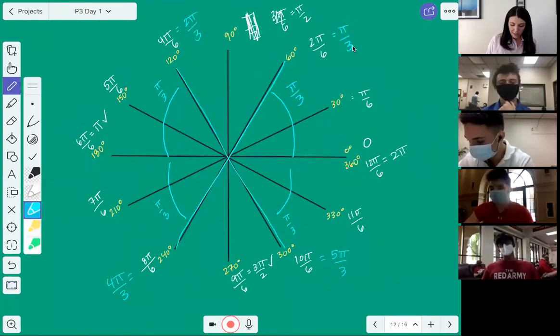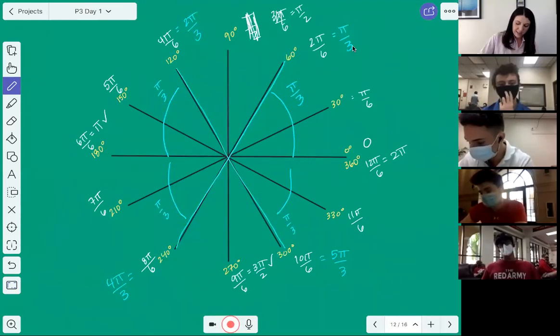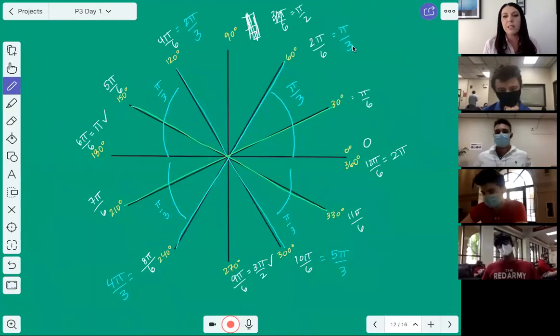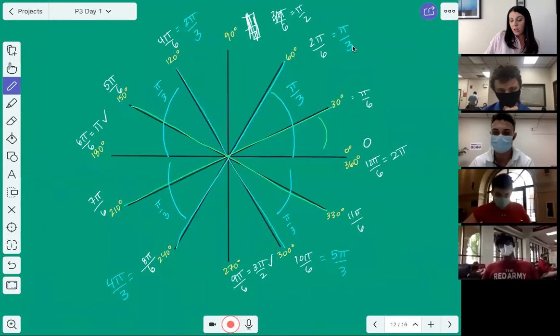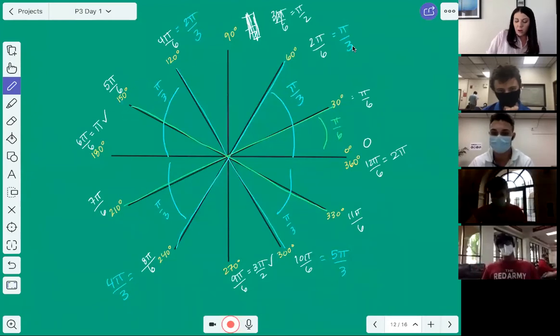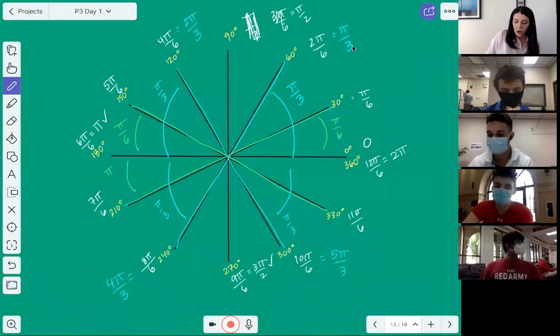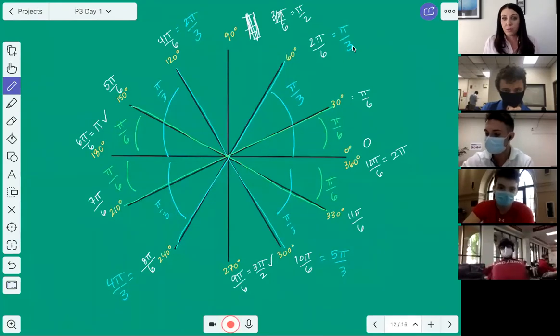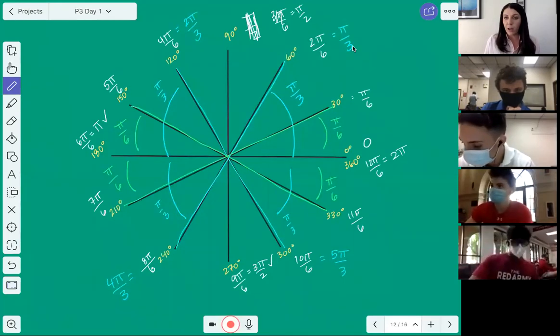All the ones that could be simplified to something over 3 are a pi over 3, or 60 degrees, away from the nearest x-axis. We also had these other guys that had something over 6. So we ended up for the flatter ones as something over 6. Can someone tell me the reference angle of all of the things that are over 6? 30 degrees. 30 degrees, or in radians, what would that be equal to? Pi over 6. Pi over 6. So those are all our pi over 6 reference angles. These flatter ones are all a reference angle. Again, Josh said that perfectly. The angle measure from the nearest x-axis, those are all pi over 6s.